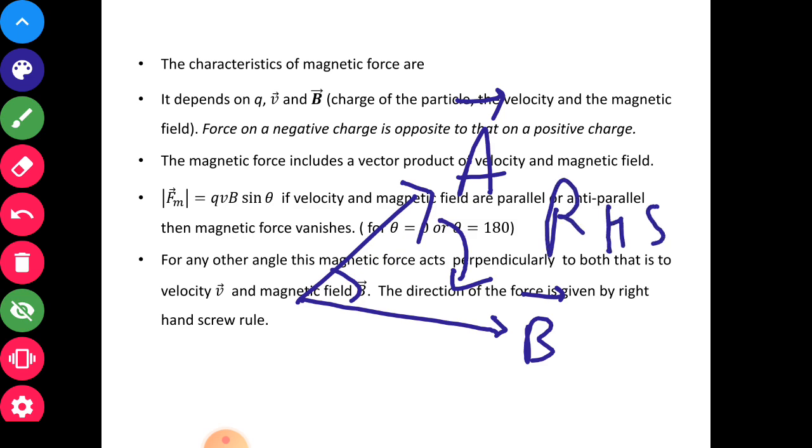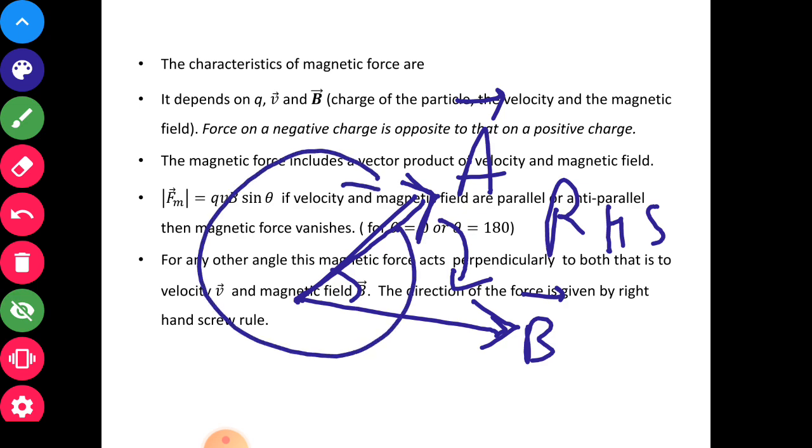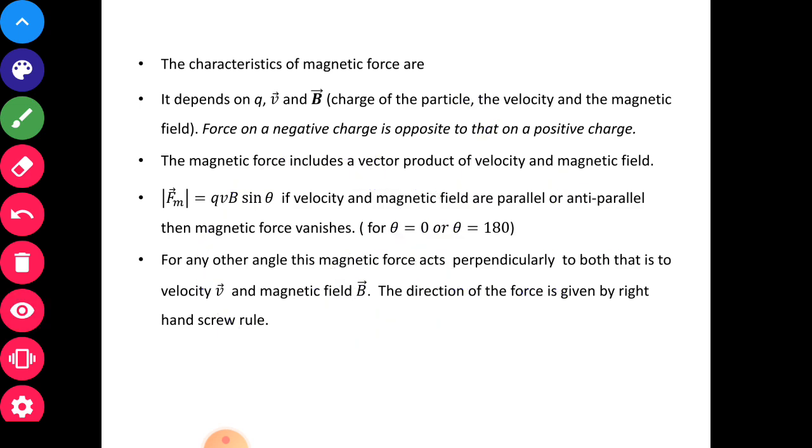Try to understand. If you consider A and B vectors in the plane of this mobile, then vector A is in this direction, vector B is in this direction. You rotate vector A in the direction of B, then the right hand screw will advance in which direction? It will advance going inside the plane of the mobile. So the direction of A cross B will be inside the plane of the mobile. This way you can find the direction.